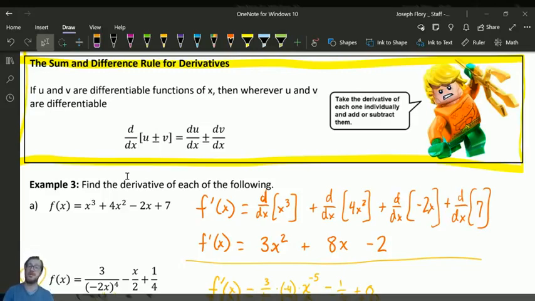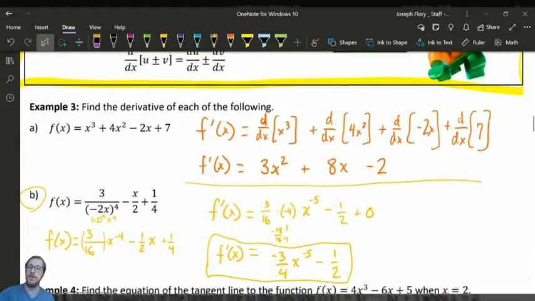So this is nice. This is a really handy rule that says, hey, if our function has multiple terms separated by pluses or minuses, then we can kind of divide and conquer. We can take each of those terms and take the derivative of those individually and then put all those back together to get the derivative of the whole.